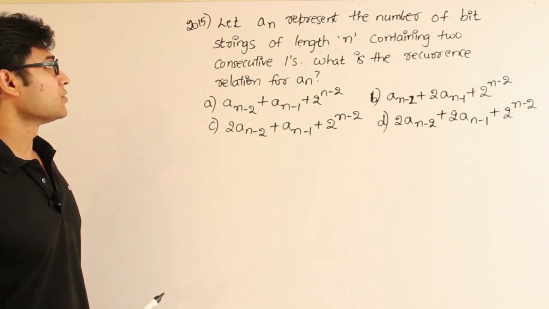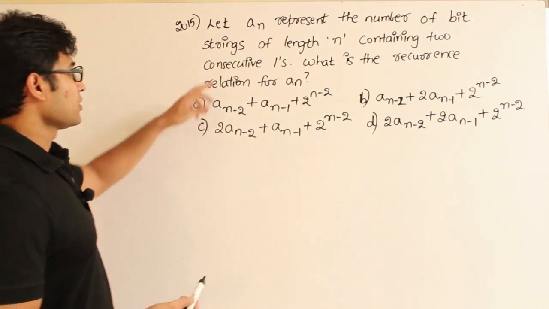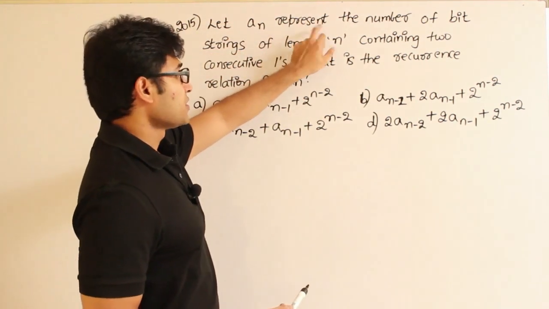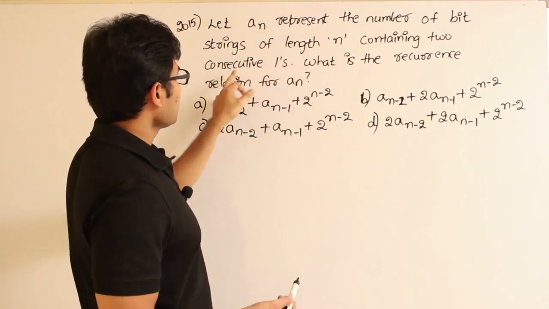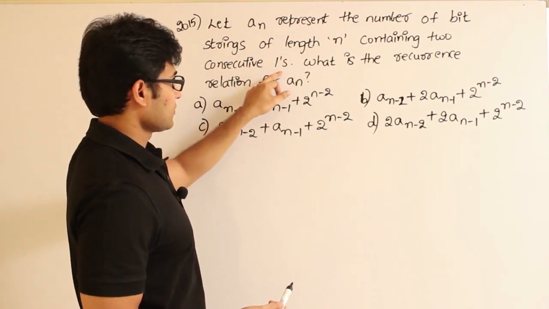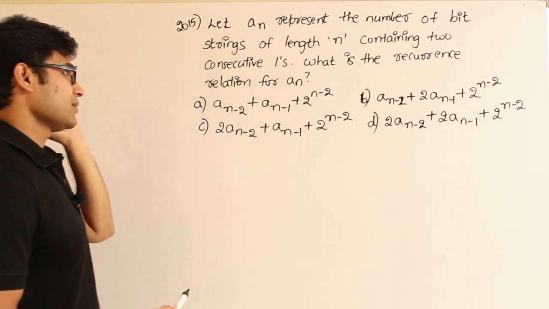This question is asked in GATE 2015. Let's try to answer this one. Let an denote or represent the number of bit strings of length n containing two consecutive ones. What is the recurrence relation for an?